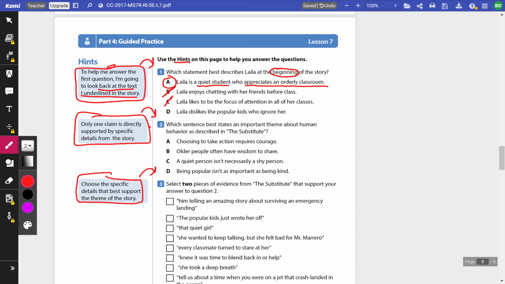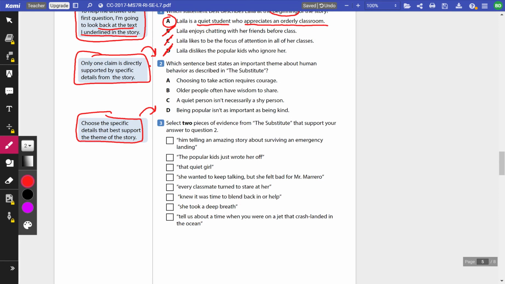Now let's look at answer choice D. Layla dislikes the popular kids who ignore her. Okay, so there's no textual evidence that tells us that Layla dislikes the popular kids. Nowhere in the story is that mentioned. So this one, therefore, cannot be our answer choice. So the only one that works is A. Layla is a quiet student who appreciates an orderly classroom.